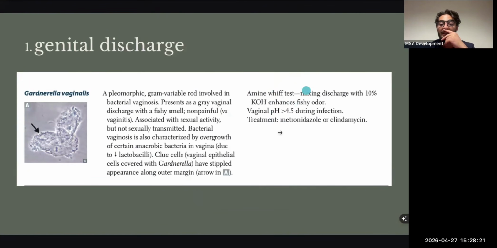We'll talk about it in a minute, but these three are part of a very specific criteria for diagnosis for BV, which are the amine whiff test, which is when you mix the discharge with 10% potassium hydroxide, and that will basically release the fishy odor smell. The vaginal pH is also high, so it's high in both BV and Trichomonas during infections, higher than 4.5. It's supposed to be lower than 4.5 usually. And the treatment would be metronidazole or clindamycin. Okay. So same treatment, by the way. So if you notice here, metronidazole, you can use it to treat both BV and Trichomonas vaginalis.